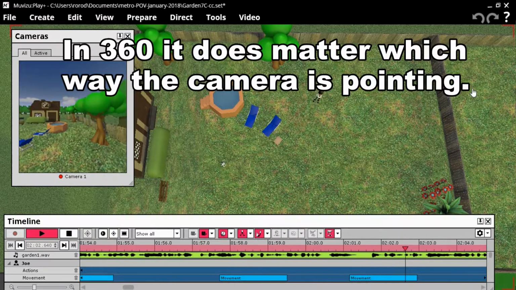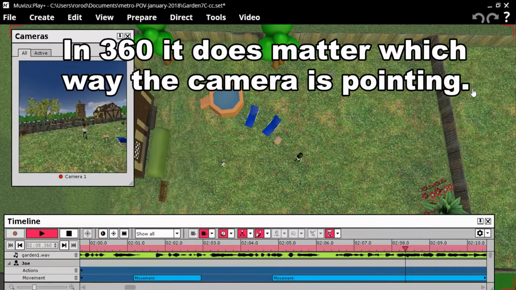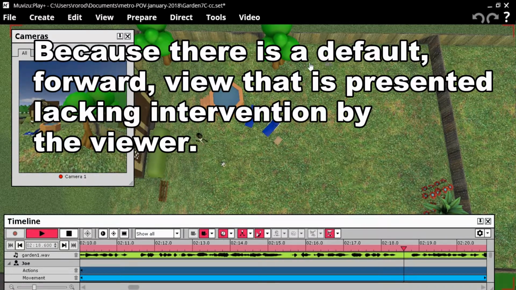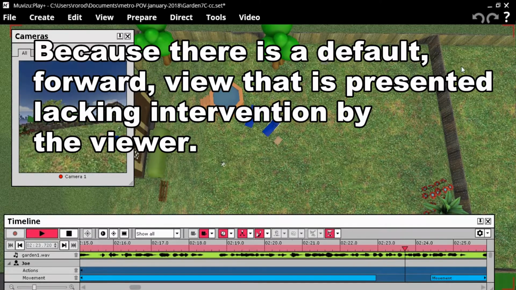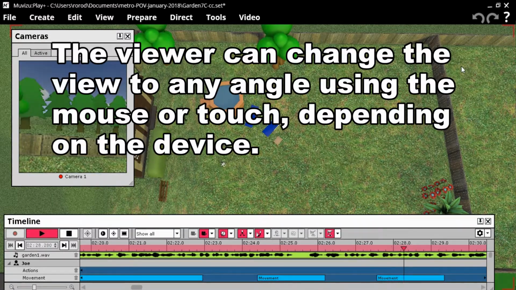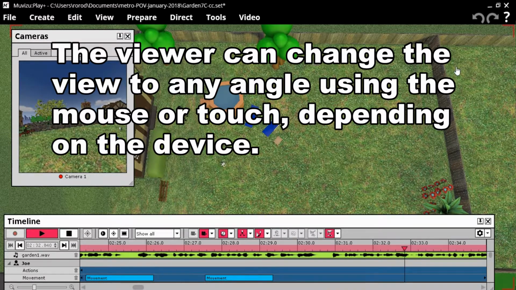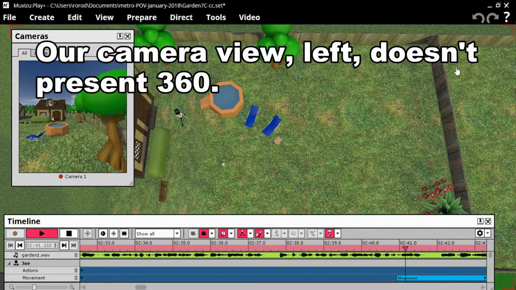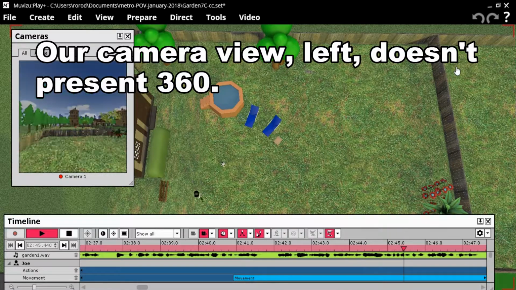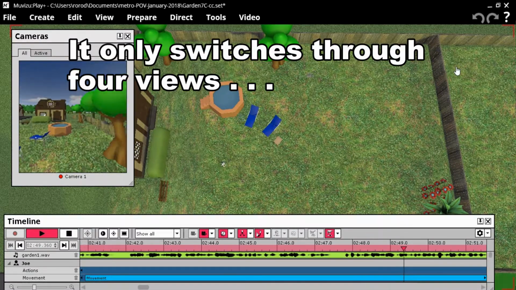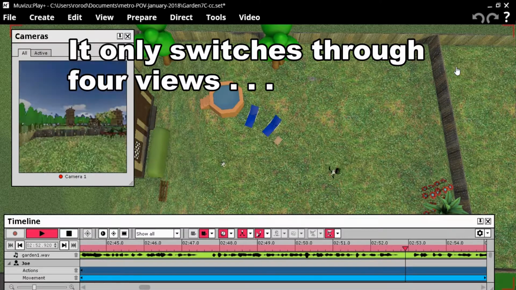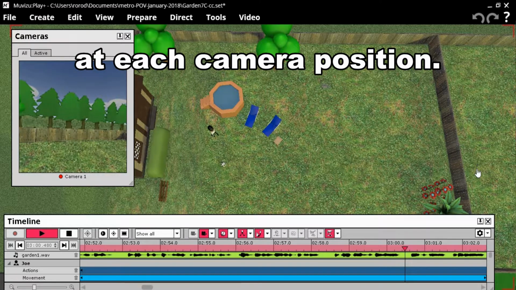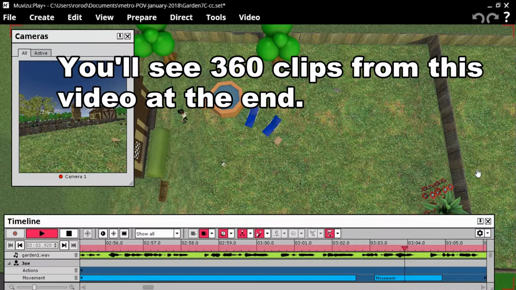In 360, it does matter which way you point the camera, because if your viewer does not intervene by manually moving the view around, the default view will be the view looking straight out of the camera. The default view is what they will see. So you want the default view to generally be looking straight forward or in the direction where the action is. So the camera view in the window on the left, which is our standard Muvizu camera view, isn't really giving you a 360 view. It's switching through the four different directions and giving you a general idea of what's going on.